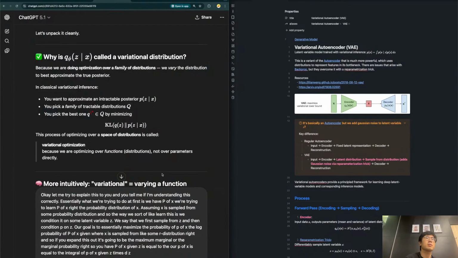P of X times P of Z dz. And we're saying that this is intractable because P of Z, there's just too many different Z's to try. And we're saying Z here is also some other probability distribution, right? So there's an infinite amount of probability distributions to try out. And so therefore what we're going to try is we're going to actually use another function to approximate this distribution.